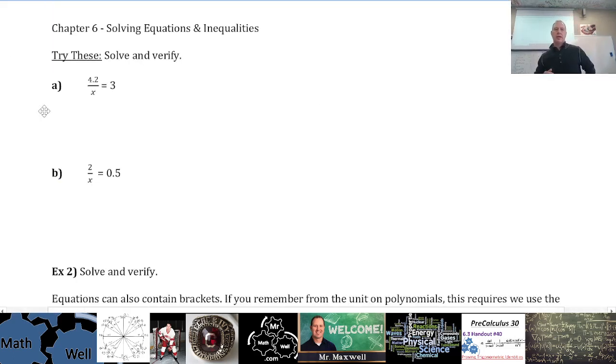Okay, so next page, try these, solve and verify. We have A and B here. I will do the first one for you, and then I'll let you do the second one. We have x in the denominator here, so this is another layer of trickiness. Remember, we have to have x in the numerator. It has to be by itself with a positive 1 coefficient in the numerator. It's in the denominator right now, so here's where I want to try and bring it up to the numerator.